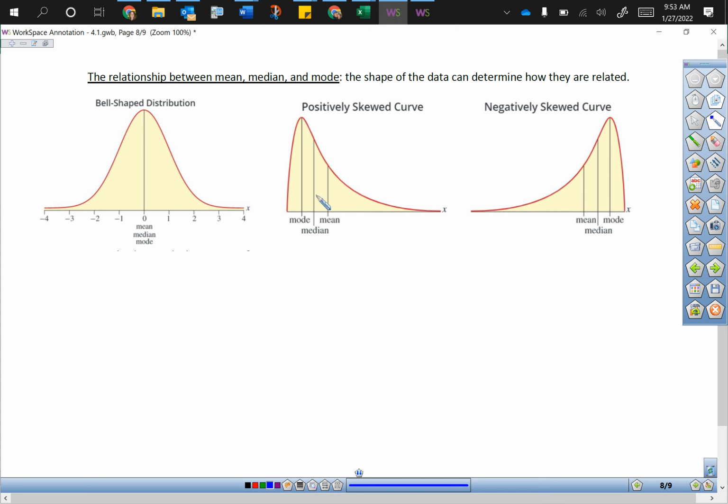Now the next type that we're going to talk about is called a positively skewed curve. And this is what happens when the mode is smaller than the median and smaller than the mean, okay? The mode is the smallest, the mean is the biggest, okay? Another word to describe this right here is called right-tailed. Now, if you'll look, this graph is heavy on the left side and really light on the right side. It looks like it has a tail coming off to the right, which is why it's called right-tailed, okay?